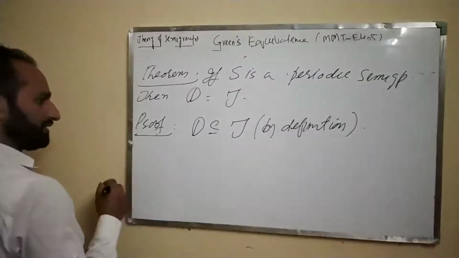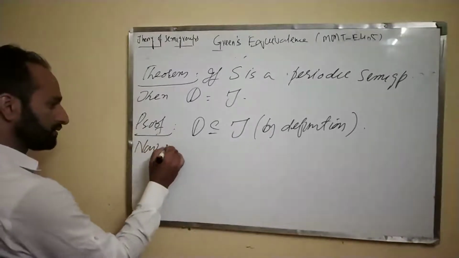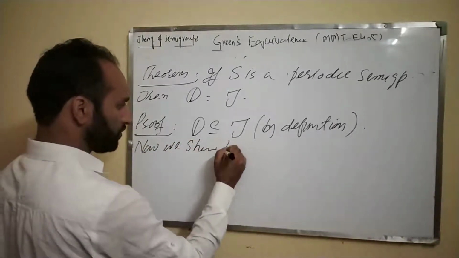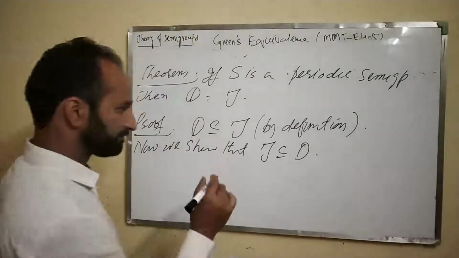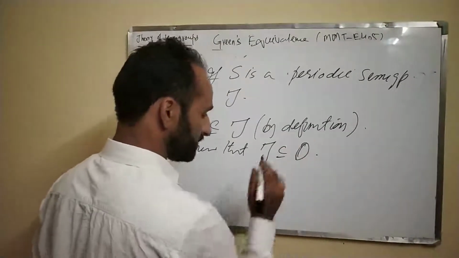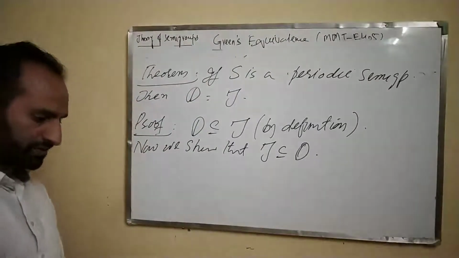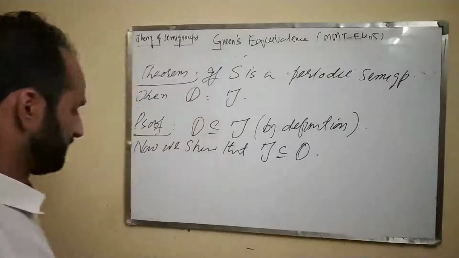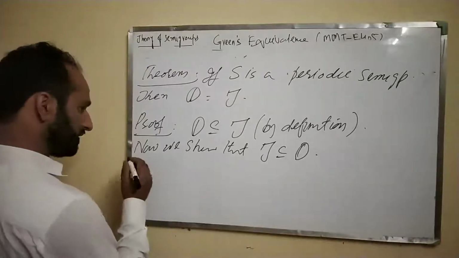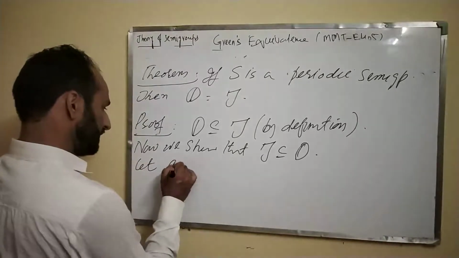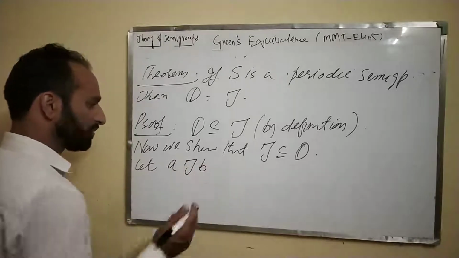Now we show that J is a subset of D. So let's take any pair in J. J is a relation. Let A be J related to B, or (A, B) belongs to J.